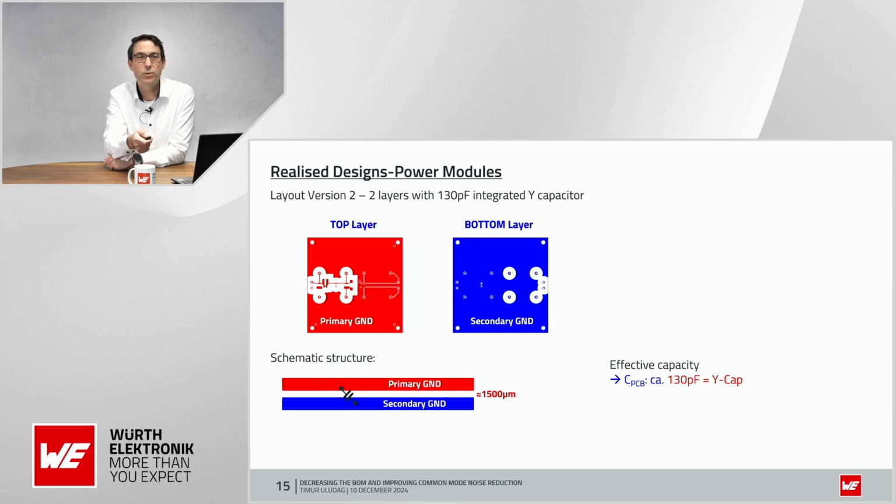Second layout, we go for primary ground on the top layer, and secondary ground we go on the bottom layer. Here we have tried to maximize the overlapping area on a 2-layer design. And as you can see here in the schematic structure, the capacitor is formed between primary ground and secondary ground. Here we will go for a 130 picofarads capacitor. But what about the EMI performance? Let's check this.